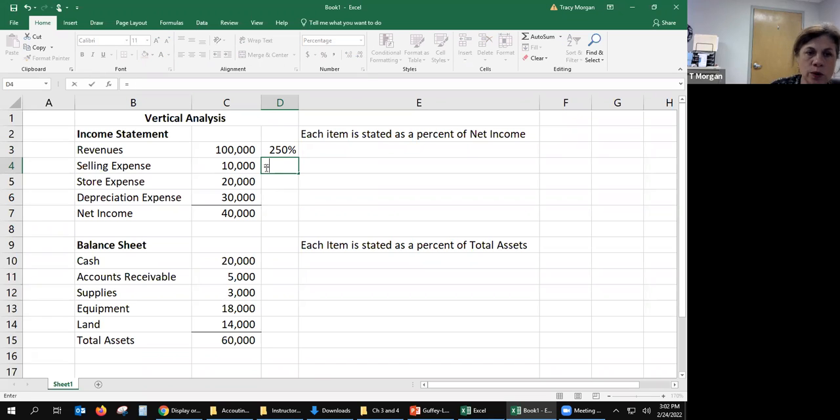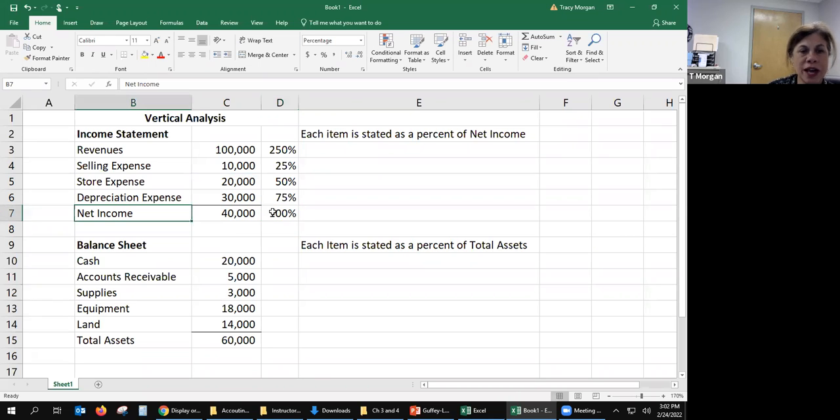Next, selling expense is 10,000. I'll say equals 10,000 divided by 40,000. Enter. Now, I'll say equals 20,000 divided by 40,000. Enter. 30,000 divided by 40,000. And then I'm going to say 40,000 divided by 40,000, because net income stated as a percent of net income is itself, so it's going to be 100%.